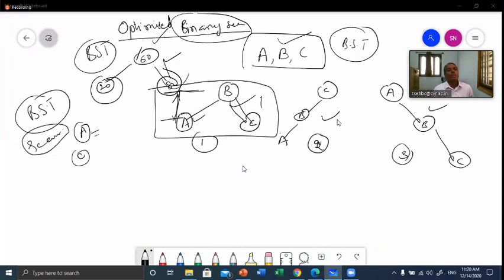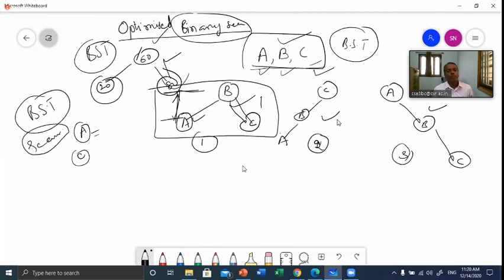Now here, if I want to construct a binary search tree with these three identifiers, I can construct this way or this way or this way. Why? Because A is less than B, C is more than B. It is good. Now A is less than B, B is less than C. This is also correct. B is more than A, C is more than B. That's why this is also correct.